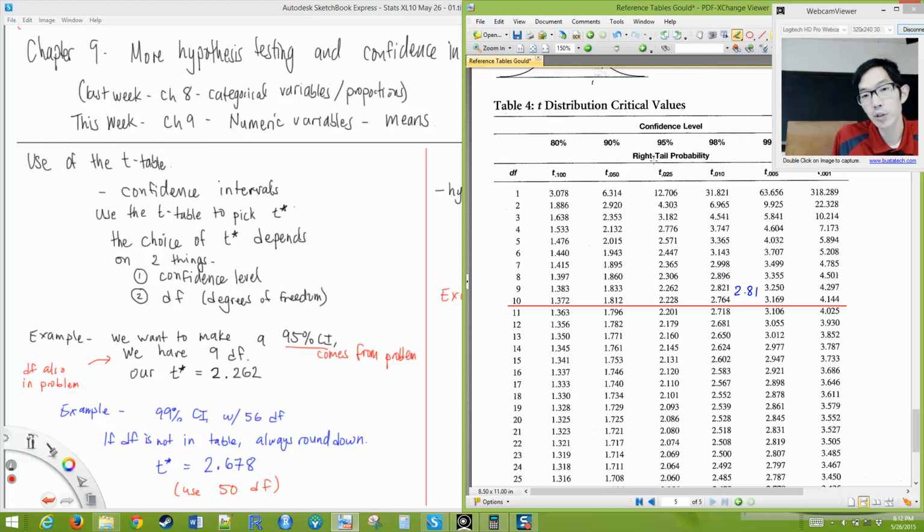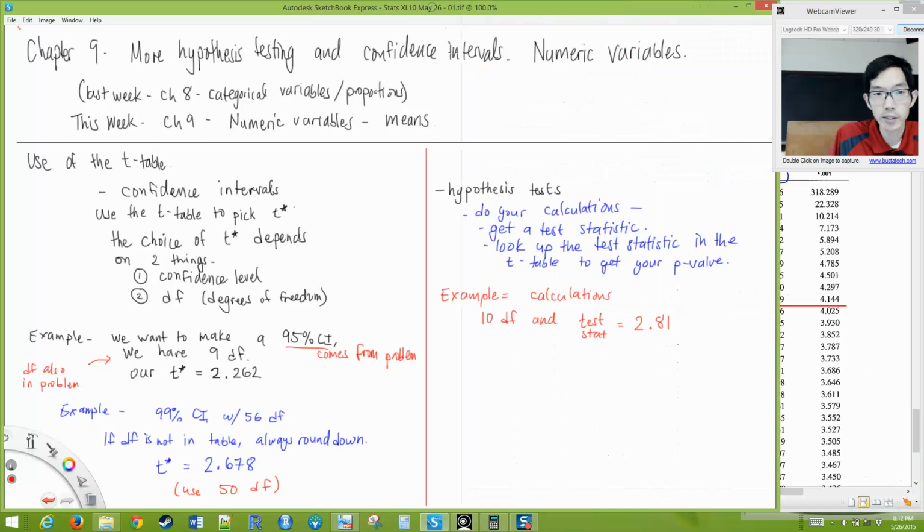We're going to get our tail areas, we look at the right tail probability at the very top of the column. And so we see 0.01 and 0.005. Is that okay? So my tail area is between 0.010 and 0.005.